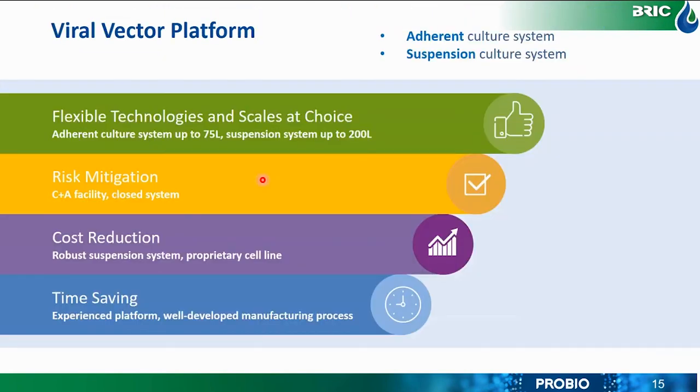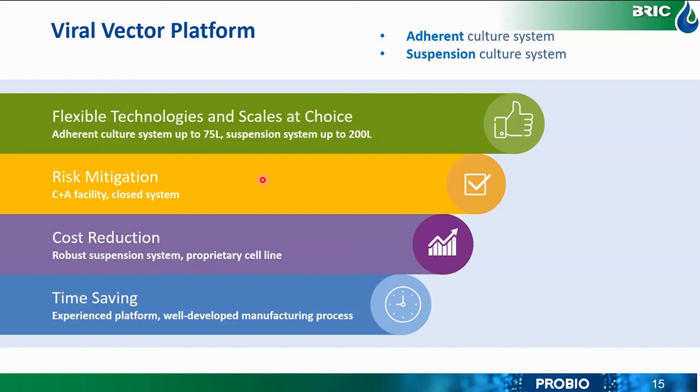For the viral vector platform, we have both adherent and suspension platforms, and we have flexible technology and scale of choice. For the adherent system, the maximum capacity is up to 75 liter per batch, and the suspension system is up to 200 liter using single-use bioreactors. We also have a fully GMP facility to control the quality system. Also, we have different strategies to control the cost for our customer projects.